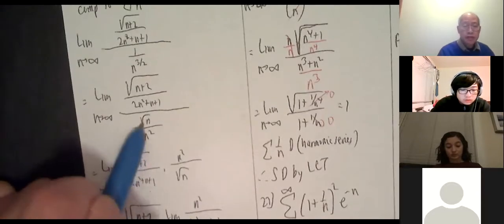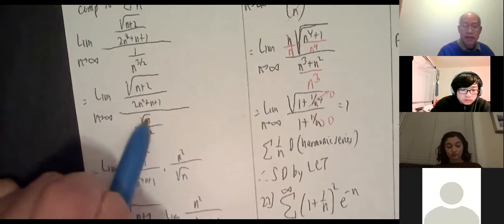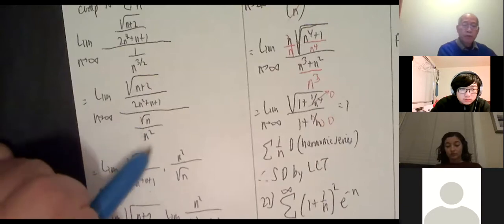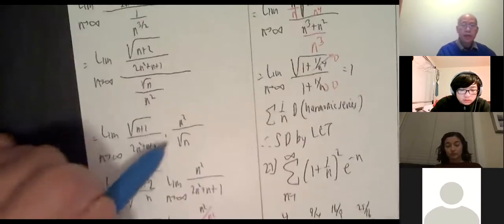Okay, so are you okay? This is still 1 over n to the 3/2. This is n to the 1/2 over n squared. And of course, when you divide by a fraction, you multiply by the reciprocal. So write it like that.